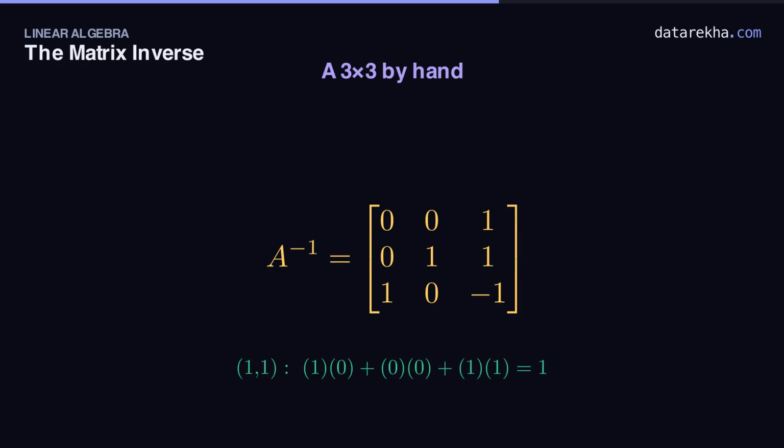A's top row, 1, 0, 1, times the inverse's first column, 0, 0, 1, gives 1. The top left of the identity. Every entry checks the same way.